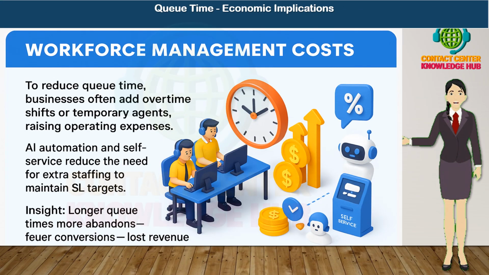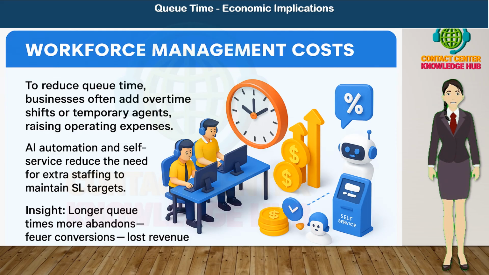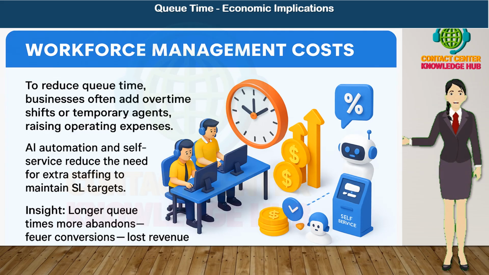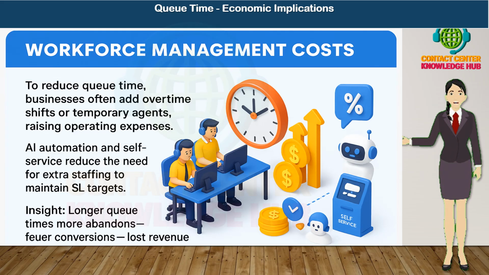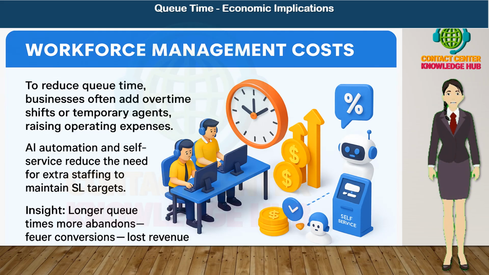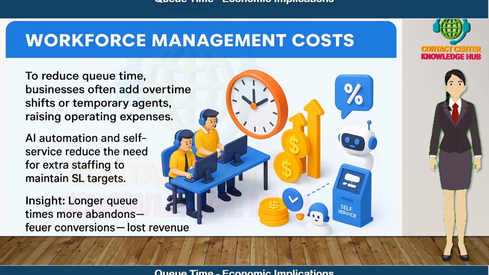Another key economic impact of high abandonment is increased workforce management costs. When queues grow and wait times rise, many businesses try to fix the issue by adding overtime shifts or bringing in temporary agents. While this can help in the short term, it raises OpEx significantly. In contrast, AI automation and self-service options can reduce the pressure on staffing, making it easier to meet service-level targets without escalating costs. Lower abandonment through smarter operations means leaner staffing models and healthier margins.